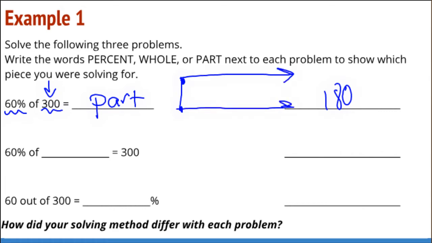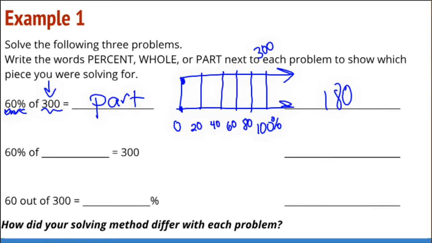I'm not going to show this on every problem, but a quick review of some of these strategies. So I know that 300 is my 100%. It's my total. And I need 60%. So on my percent line, I need to go from 0 to 100%, and I need to make sure that I count the 60 as I go. And as I've discussed in other video and in class, we want to count by the largest possible units. So I would probably want to count by 20s to get from 0 to 100. So 20, 40, 60, 80, and 100.